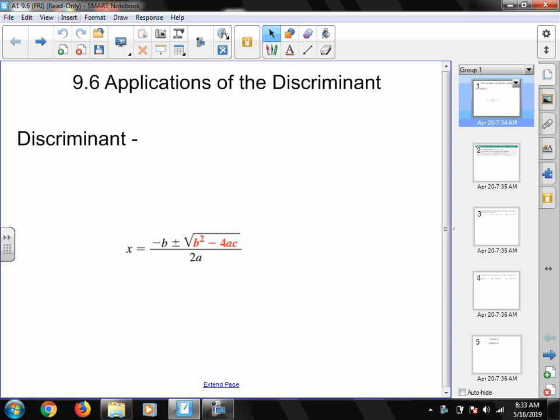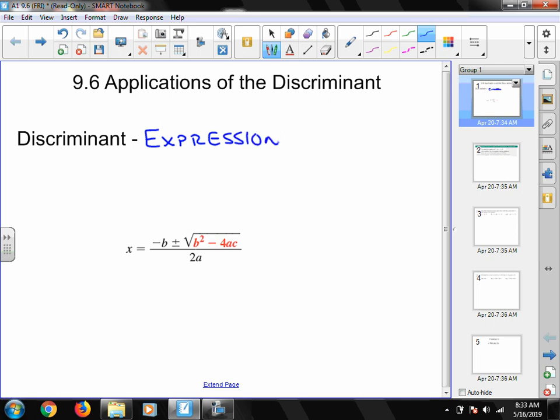Before we can really start talking about how to use the discriminant and all of that, we should probably talk about what is the discriminant. The easiest way to remember it is the discriminant is the expression under the square root in the quadratic formula.